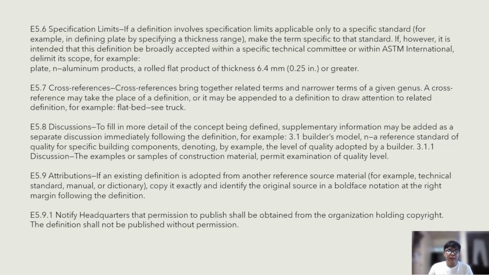Specification limits. If a definition involves specification limits applicable only to a specific standard, for example, in defining plate by specifying a thickness range, make the term specific to that standard. If, however, it is intended that this definition be broadly accepted within a specific technical committee or within ASTM International, then limit the scope. For example, plate, aluminum products, a rolled flat product of thickness 6.4 mm, 0.25 inches or greater.